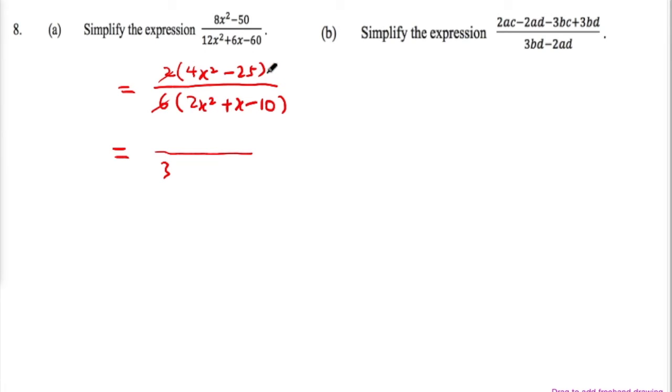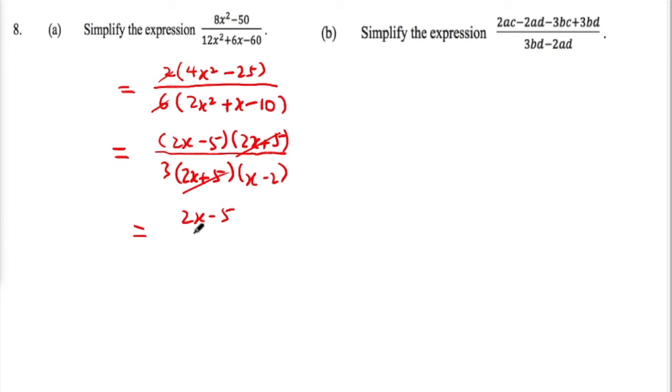In the numerator, we have a difference of 2 squares, which factorize to 2x minus 5 times 2x plus 5. And in the denominator, it factorizes to 2x plus 5 and x minus 2. Now we have a common factor, 2x plus 5, which is cancelled away, leaving us 2x minus 5 over 3 bracket x minus 2. We must leave our answers in brackets.